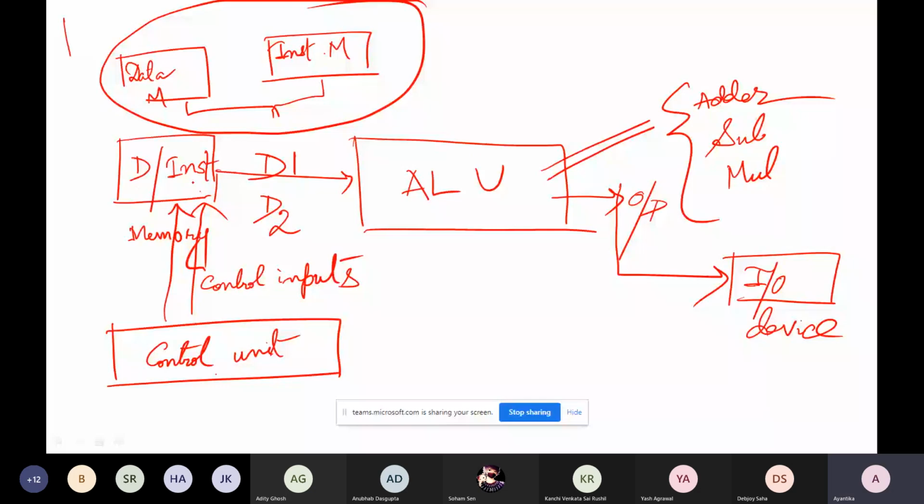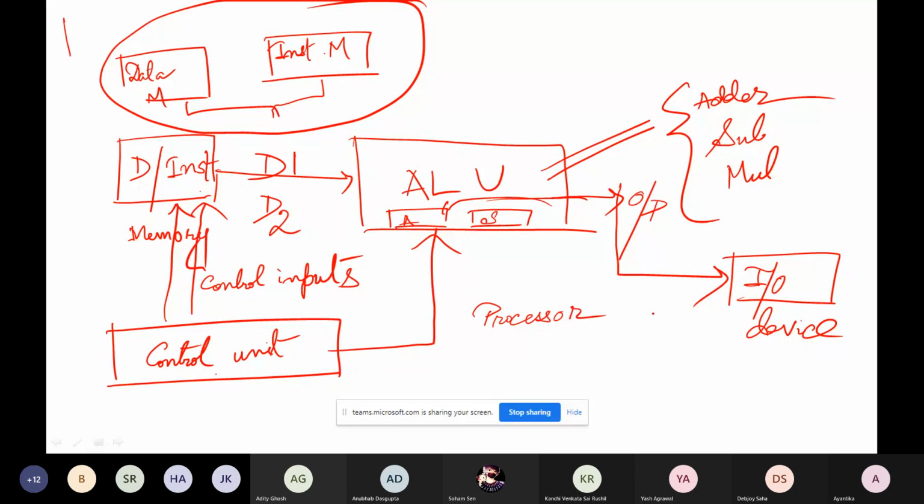And this control unit also provides the input to the ALU to say that now I'm enabling, maybe there are adder, subtractor, as I told. So when your instruction is instructing to do some addition, it is basically enabling this adder unit so that the output will come from this adder unit. So basically, these are the basic blocks: memory, control unit, ALU, IO. These are the basic blocks, and together they form the processor.